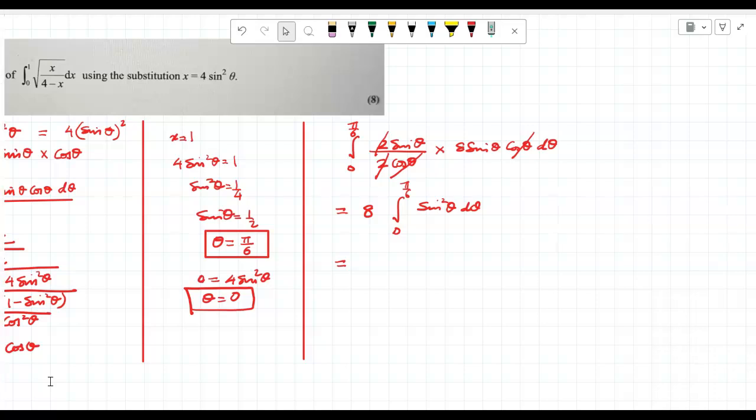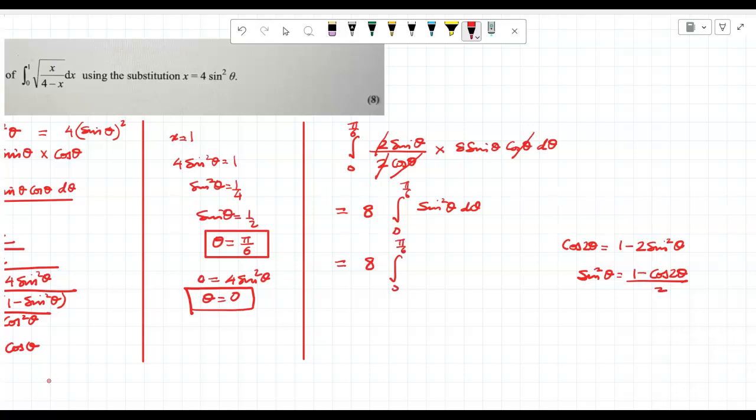Now what you need to do is, when you have a square of a trig function that you cannot integrate directly, you apply the double angle formula. What's your cos 2 theta? Cos 2 theta is equal to 1 minus 2 sine square theta. So make sine square theta the subject. You get sine square theta equals 1 minus cos 2 theta upon 2.